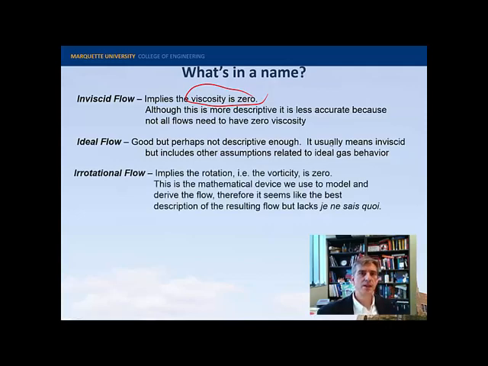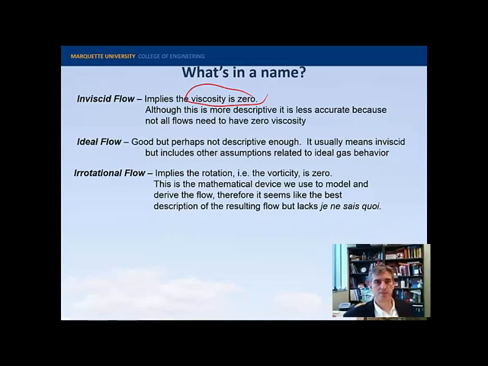I think it's more descriptive. I think it's more exact as to what it is. It implies that the rotation is zero, that the vorticity is zero. This is kind of a new term to a lot of students, so it's not as accessible, but it is the more exact term. So I'm going to use irrotational flow to describe what we're doing here.